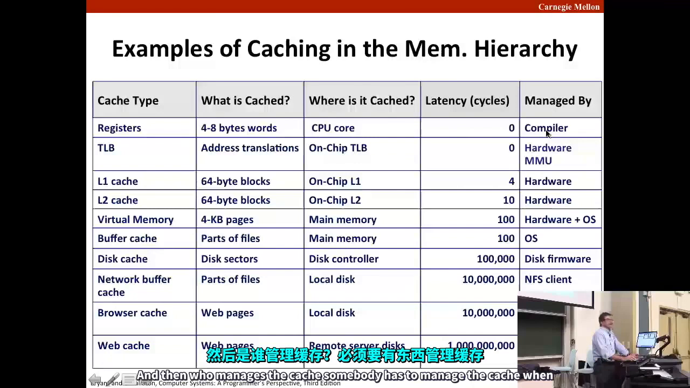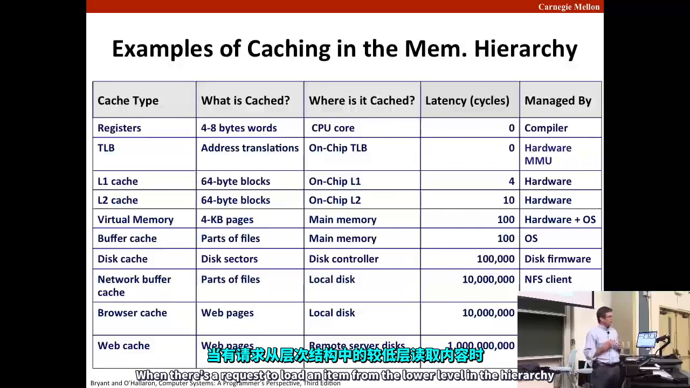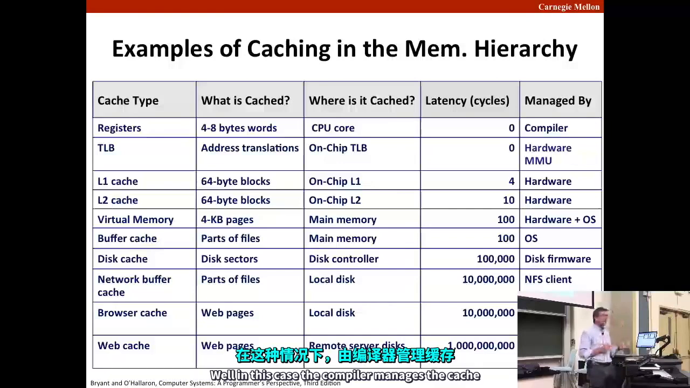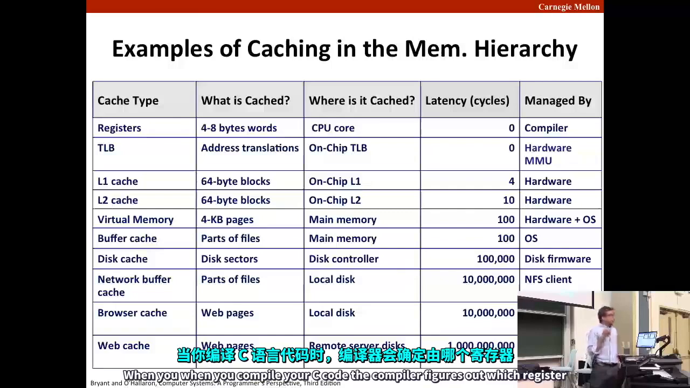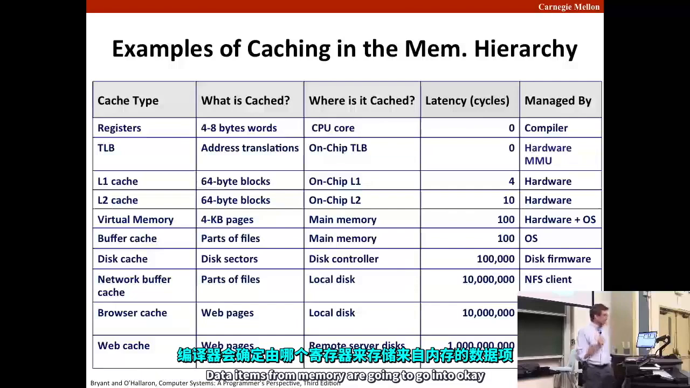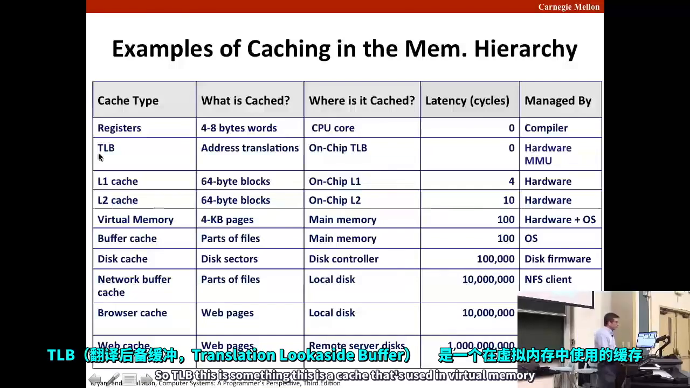And then who manages the cache? Somebody has to manage the cache. When there's a request to load an item from the lower level in the hierarchy, something has to decide what to do with that, where to put it in the cache. That's called managing the cache. In this case, the compiler manages the cache. When you compile your C code, the compiler figures out which register data items from memory are going to go into.